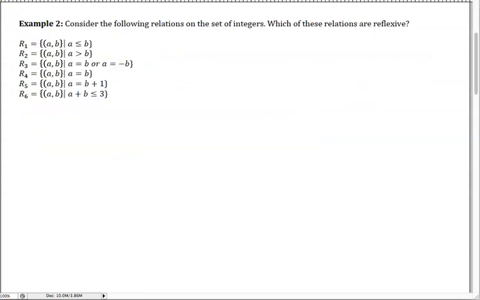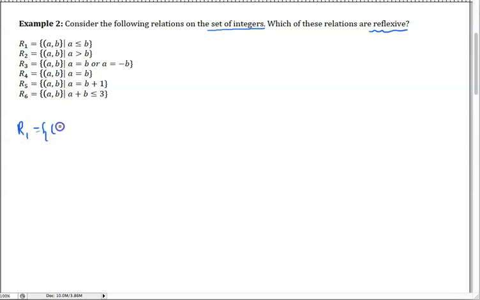Now let's look at this next example. Again we're given a bunch of relations, but these are on the set of integers. We're not given the list of elements in the relation. We're given set builder notation, a rule, on the set of integers. So the inputs and outputs are all integers, and we're trying to figure out if these relations are reflexive. Let's look at R1.